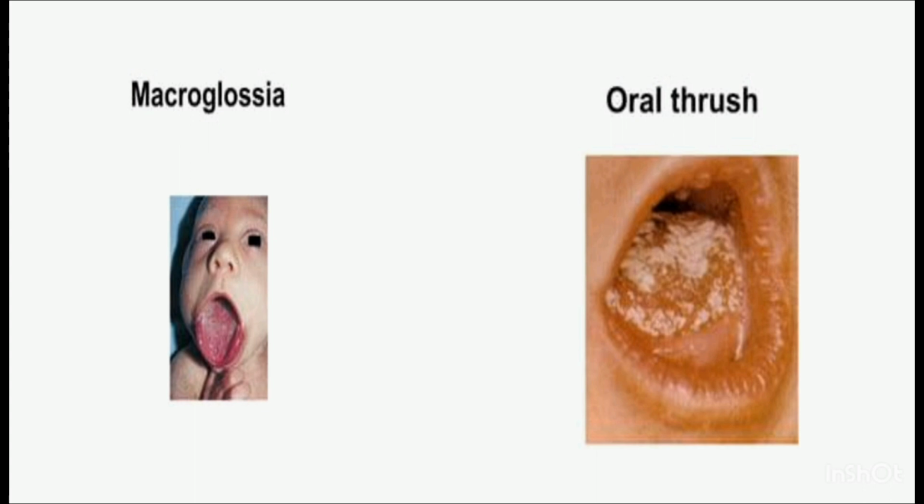Now, the macroglossia and the oral thrush. Macroglossia is a rare condition that typically affects more children than adults. It is also called enlarged tongue. And oral thrush is a common infection in babies. It can be prevented by thorough cleaning of nipples and the oral cavity of the baby.